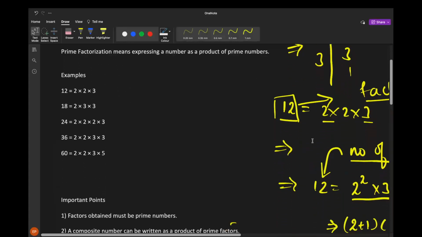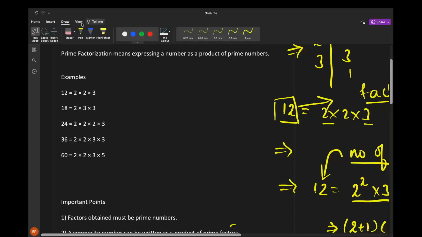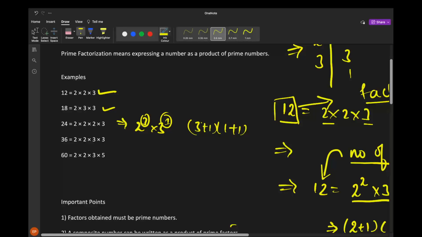Okay, here are some examples. 12 we already did. Let's do it for 18 also. 18 can be written as 2 into 3 into 3. 24 is 2 into 2 into 2 into 3. Also it can be written as 2 power 3 into 3. From this we can find the factors also, right? Which means 3 plus 1 into 1 plus 1, because here it is 3, here it is 1. So just increment by 1, 3 plus 1, 1 plus 1, which gives 4 into 2, means 8 factors are there for 24. 18 is also 2 into 3 square, which we have done now.